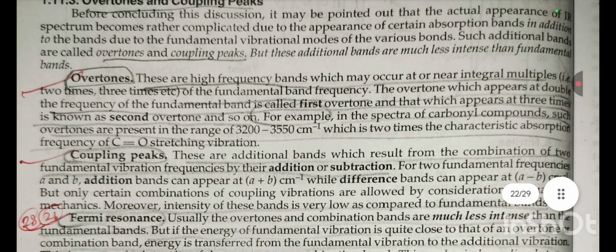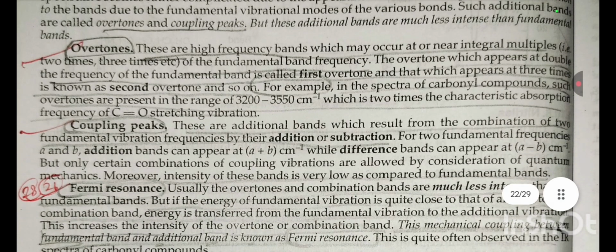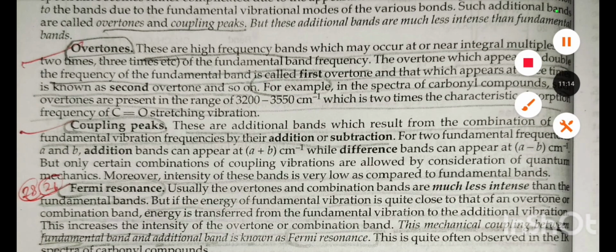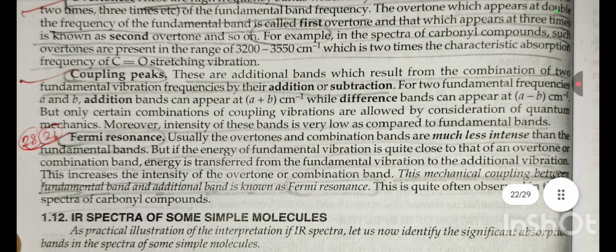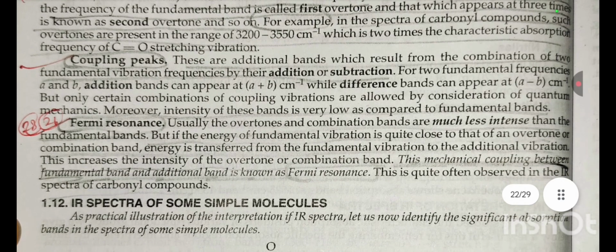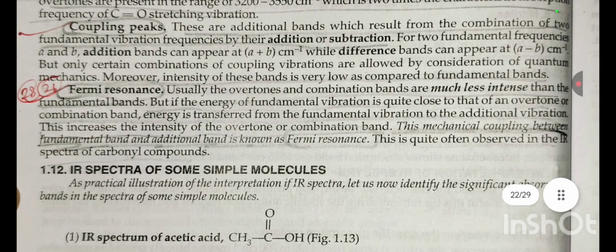Overtones and coupling peaks. Overtones are high frequency bands which may occur at or near integral multiples, 2 times, 3 times, of the fundamental frequency. The overtone at double the frequency is called the first overtone, and the one which appears at 3 times is known as the second overtone. Coupling peaks are additional bands which result from the combination of two fundamental vibration peaks by addition or subtraction.